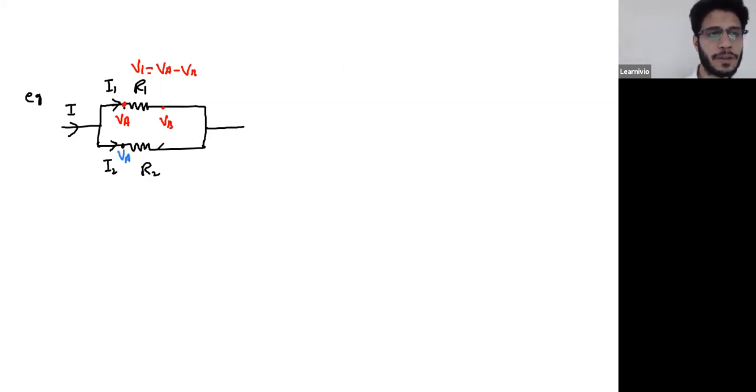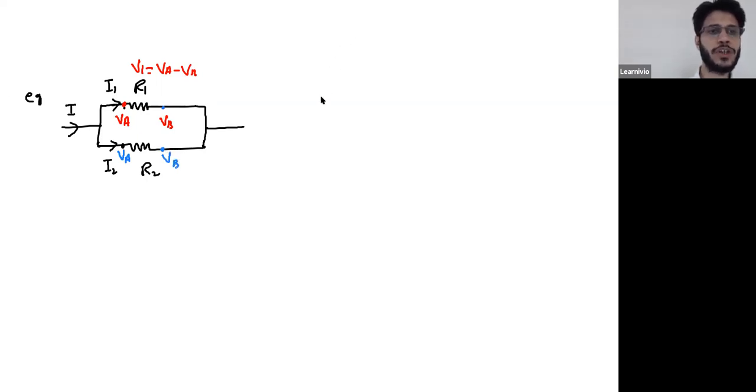Now, can it be VA or is there a resistor here? Yes, there is, so it will be VB. It can't be VA now. But if this is VB and these two points are connected by a conducting wire, with no resistor or capacitor in between, then this is again VB.